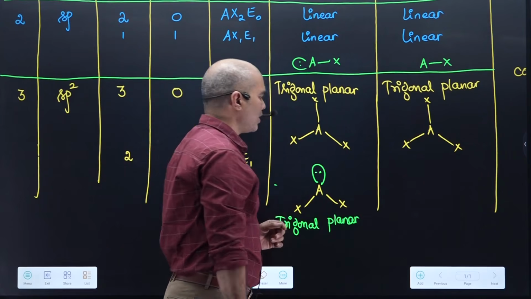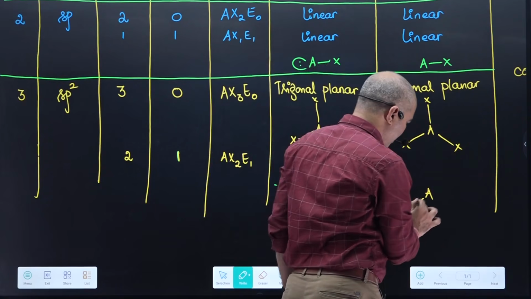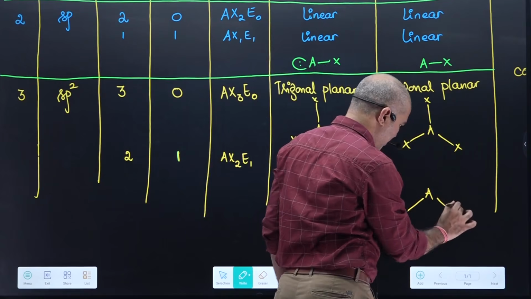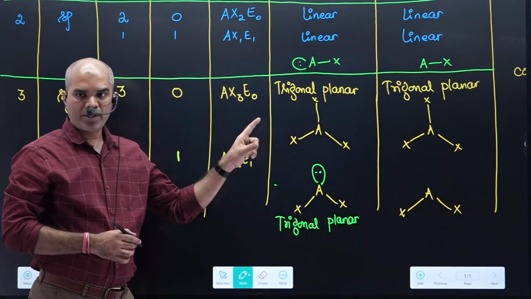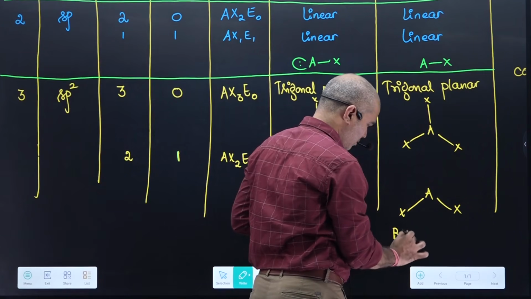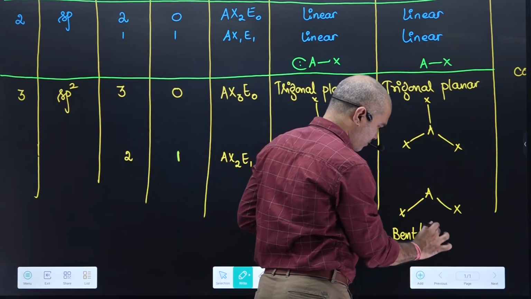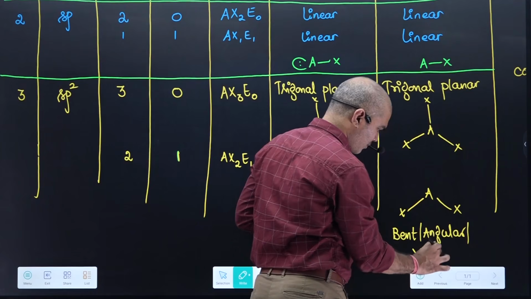When we move to the molecular shape or molecular geometry, here do not indicate E. No E. Now what is the geometry? We call this as bent or angular. Some use V shape also, so just put V shape also.